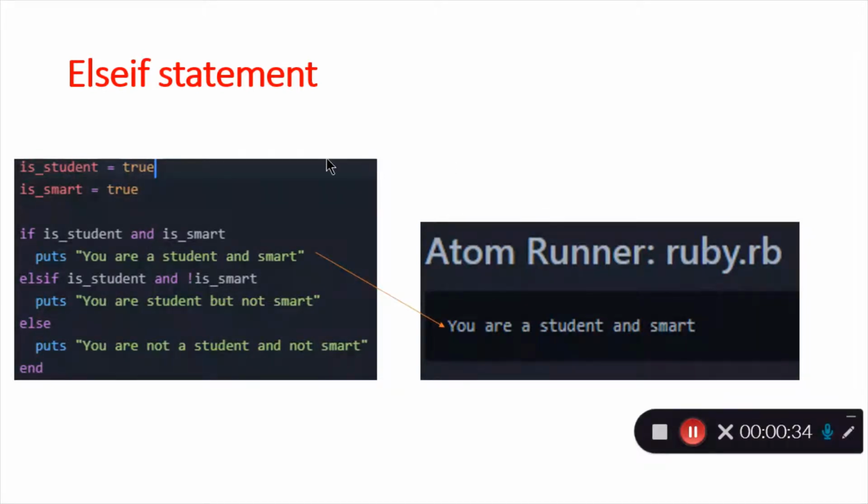Let's look at the example here on the left. We have 2 variables, is_student and is_smart. We check the Boolean values of those 2 variables. If is_student is true and is_smart is true, you are a student and smart. Elsif is_student is true and not is_smart is true, you are a student but not smart. Else you are not a student and not smart.